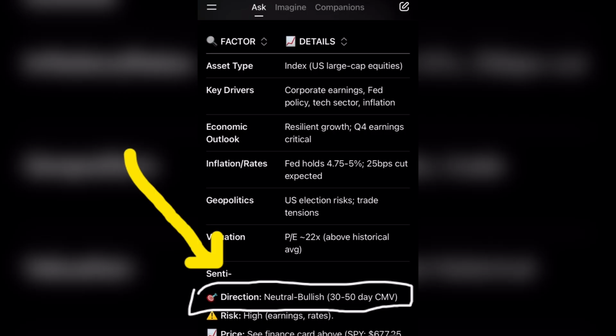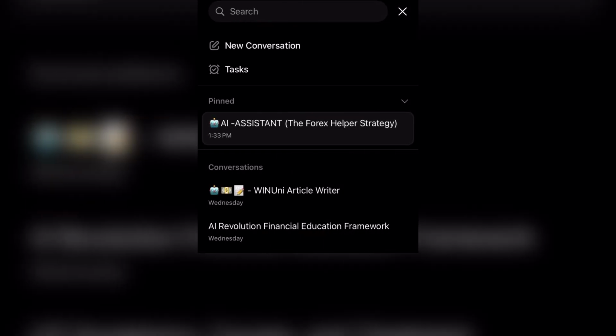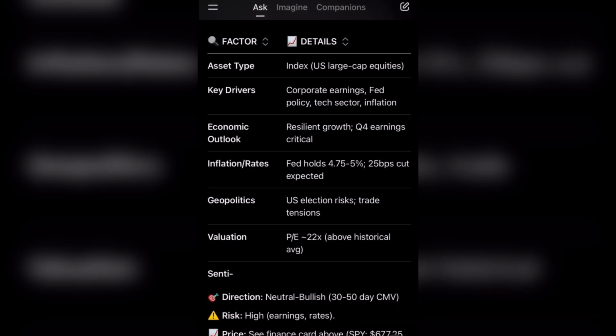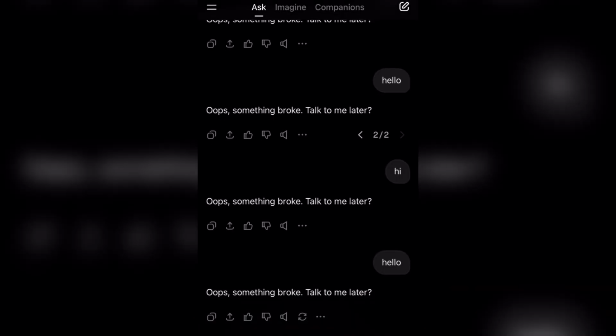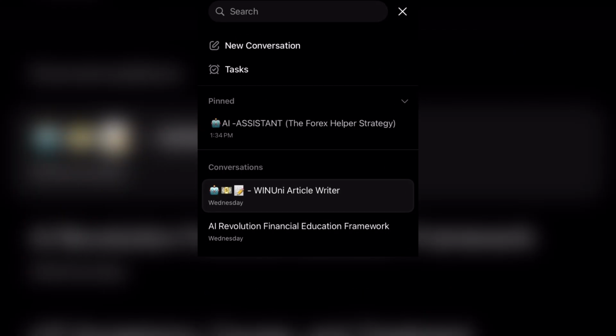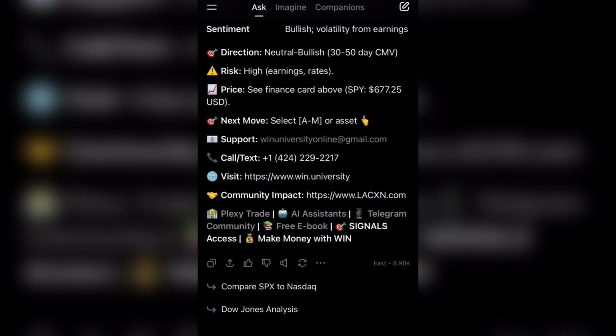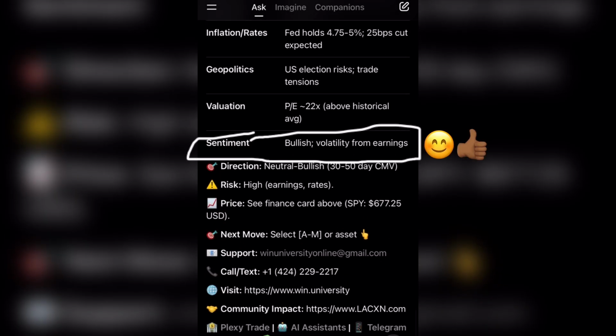That means I got to back out and open another chat. Let me open another chat thread, and then I'm going to open that back up again. If you're having that issue and you see some blank stuff. Yeah, okay, there you go. Bullish. Okay, volatility from earnings. Okay. So we do have neutral to bullish sentiment, and that matches with our technical analysis.